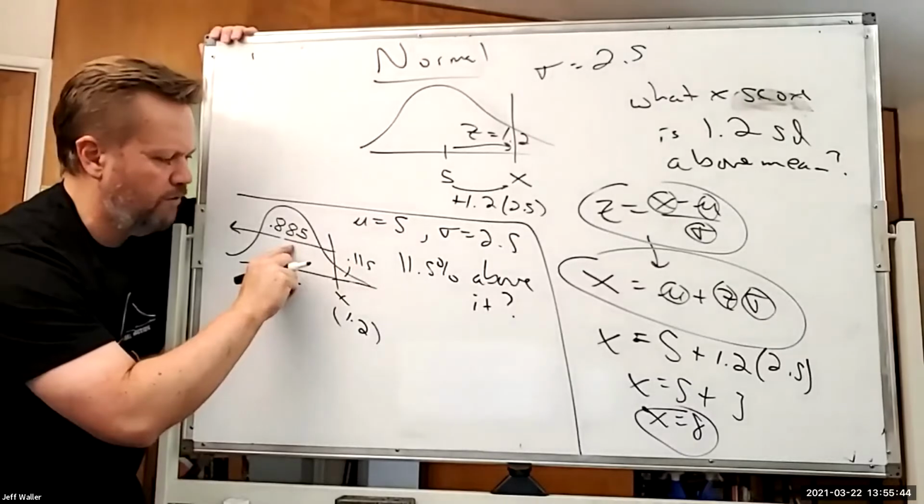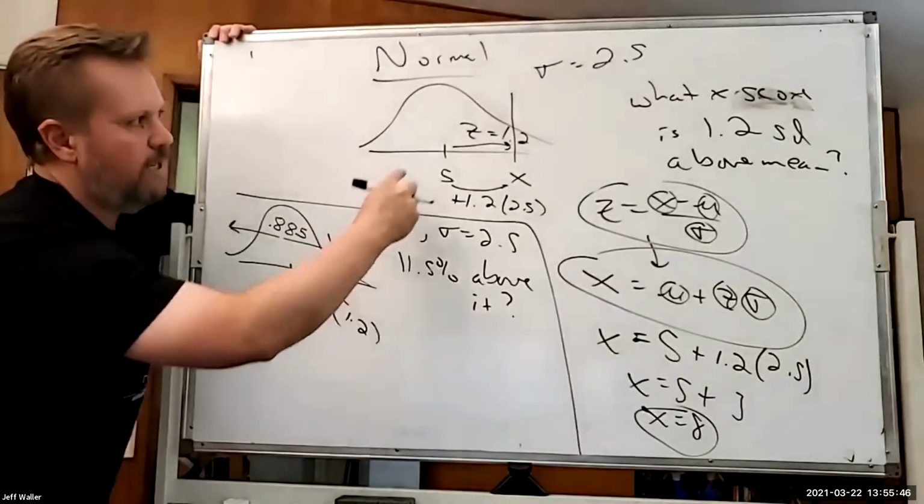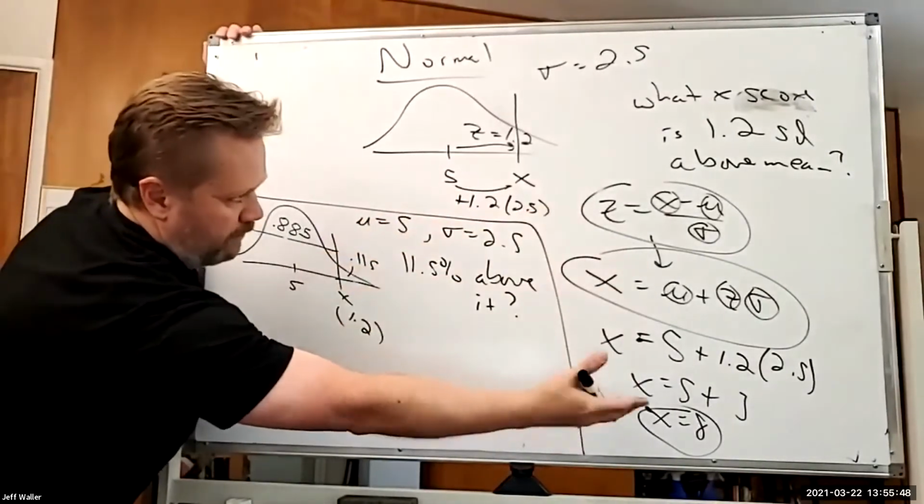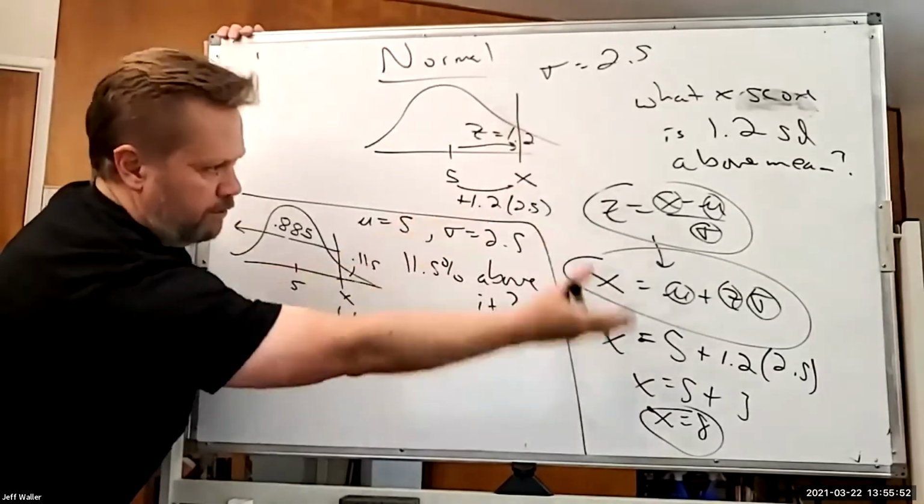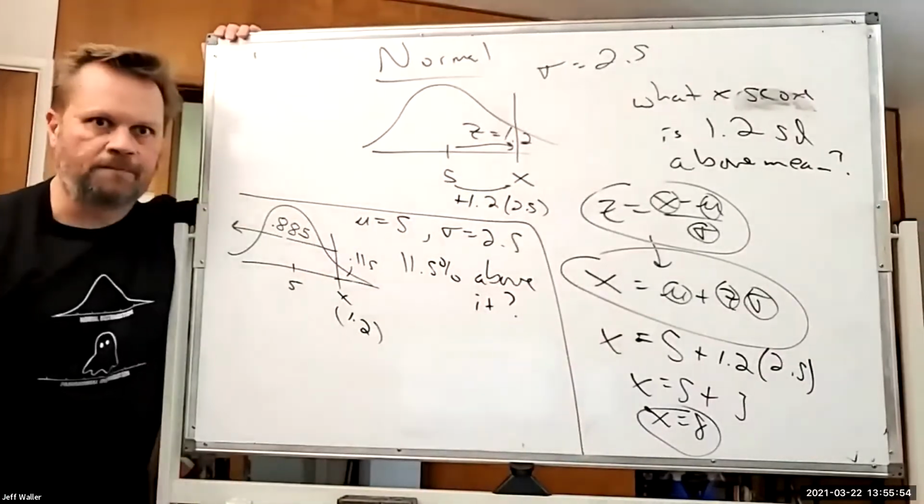Okay, let me go there. I'll look up the z-score. Now I would do exactly what we did there. Because now I know the z-score is 1.2, I can change it back into an x.